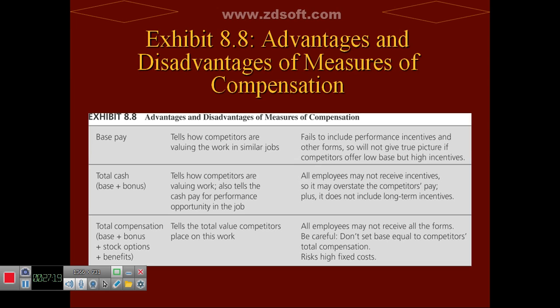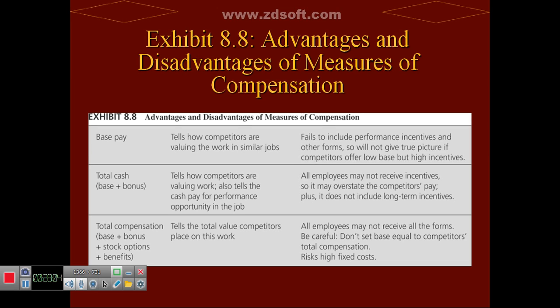But the disadvantage is that all employees may not receive incentive, so it may overstate the competitors' pay. The performance bonus is paid only when the employee achieves their targets. Since all employees may not achieve their targets, all employees will not receive incentive. So it may overstate the competitors' pay. In the survey, you may assume that incentives are received by all employees, and the information you gather will not be much relevant, as it includes incentive for all employees, whereas all employees do not earn the incentives. And total compensation is base plus bonus plus stock options plus benefits.